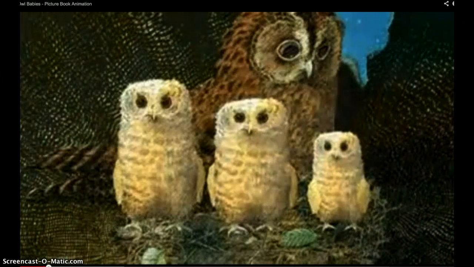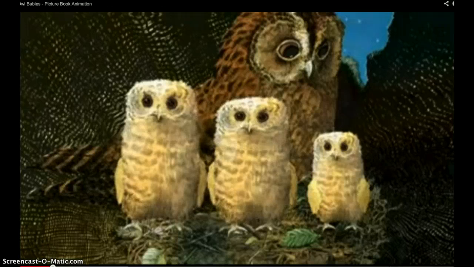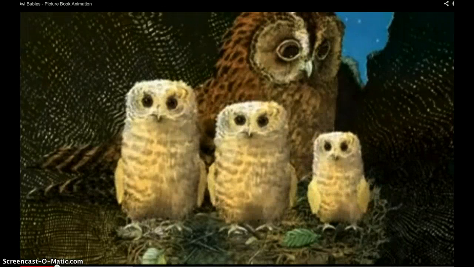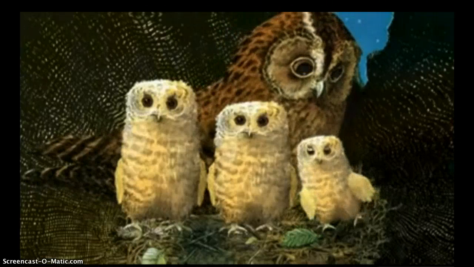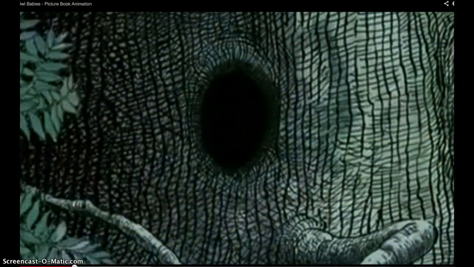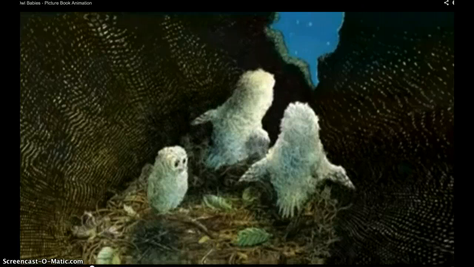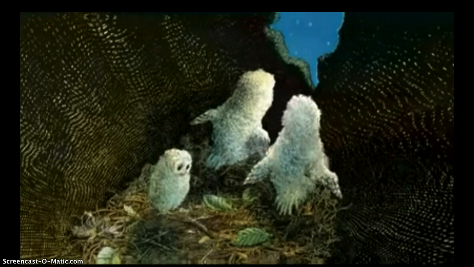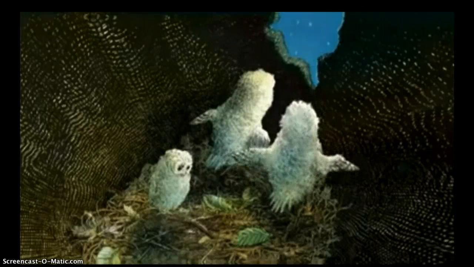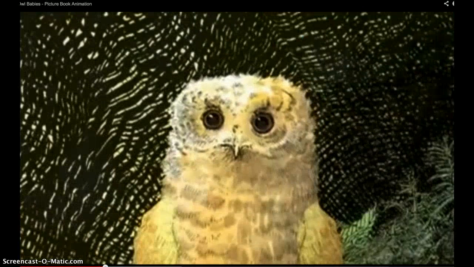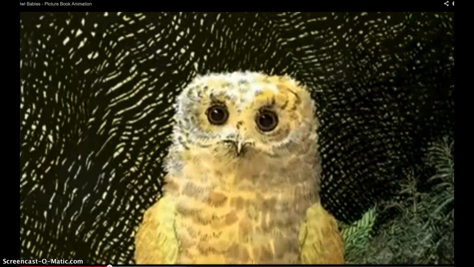Once there were 3 baby owls, Sarah and Percy and Bill. They lived in a hole in the trunk of a tree with their owl mother. The hole had twigs and leaves and owl feathers in it. It was their house. One night they woke up and their owl mother was gone. "Where's Mummy?" asked Sarah. "Oh my goodness," said Percy. "I want my mummy," said Bill.